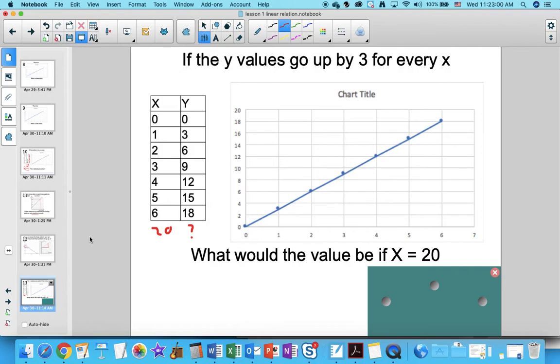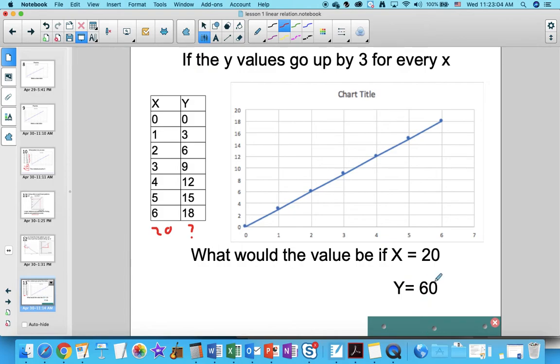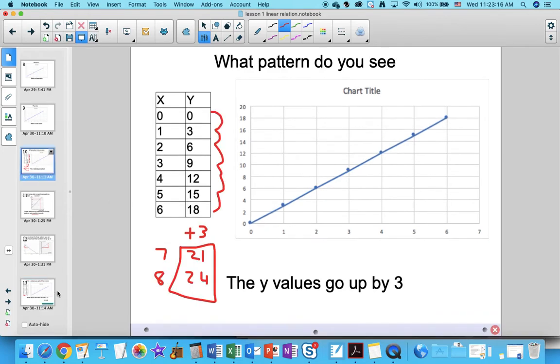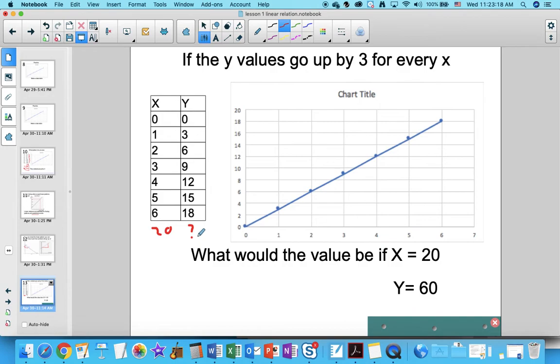Okay, hopefully you paused the video. So if x is 20, y should be 60. That's because at 7, we go up by 3. At 8, we go up by 3, like I showed you here, to 24. And then at 9, it'll go up by 3. As you keep following this pattern, at 20, you would hit 60. You just have to follow that pattern, adding 3 every time until you reach x of 20.